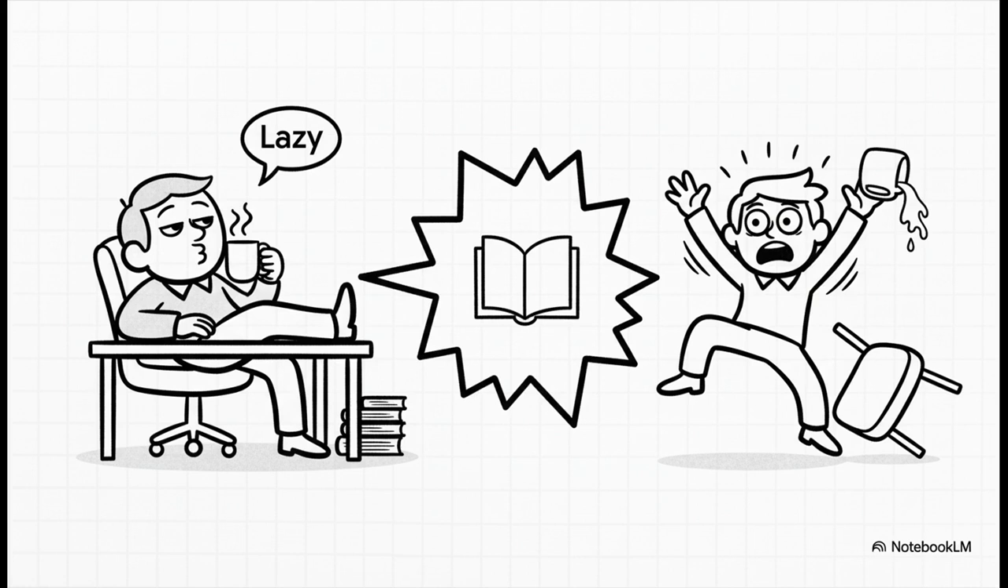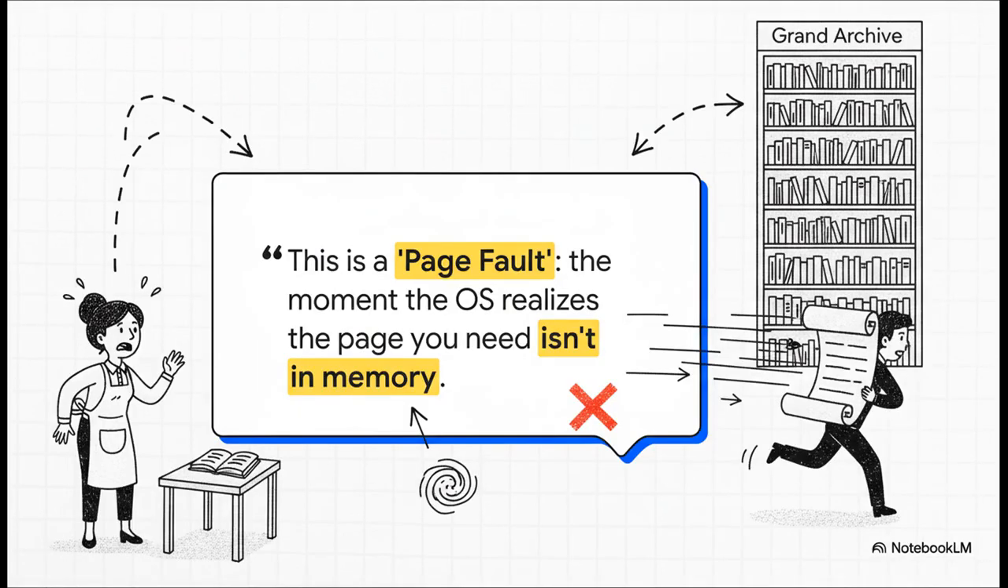They don't waste any time bringing pages to the desk that you might need later. They wait until the very last nanosecond, until your program is screaming, "I need page 72 right now." Only then do they go and get it. It's incredibly efficient. But, and you knew there was a but, there's a catch.